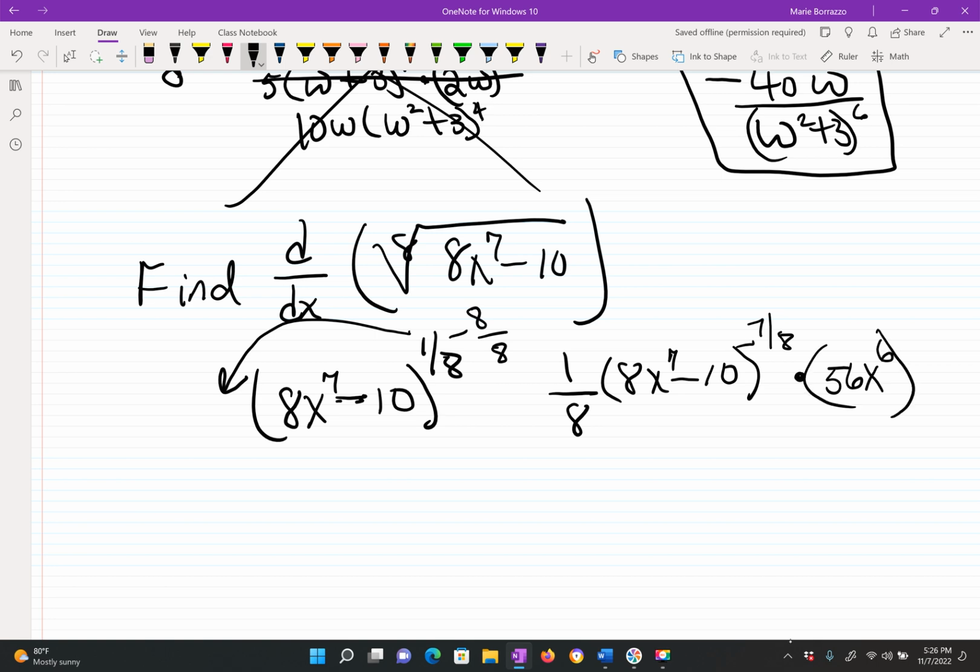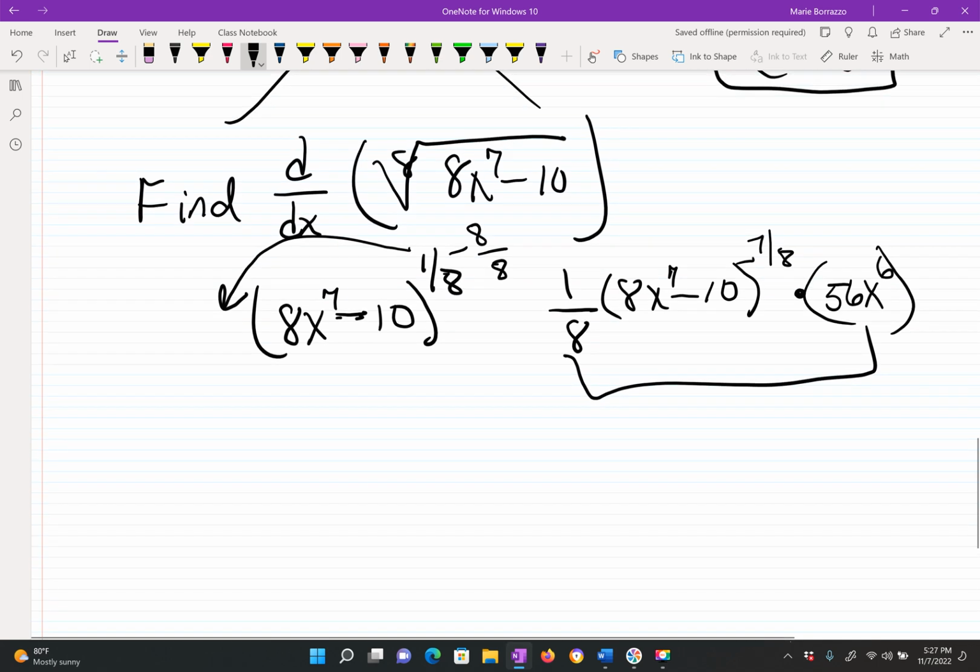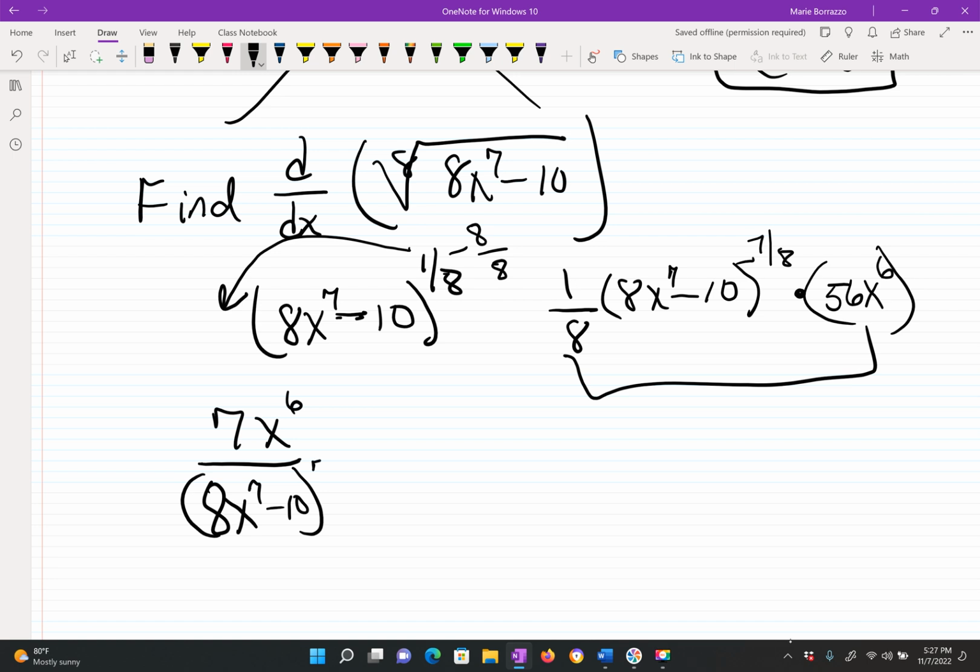Tell me if you agree with me up to now. All right, now we multiply over here. That's going to result in 7x to the 6, and we're going to put this over 8x to the 7th minus 10, raised to the positive 7 over 8.